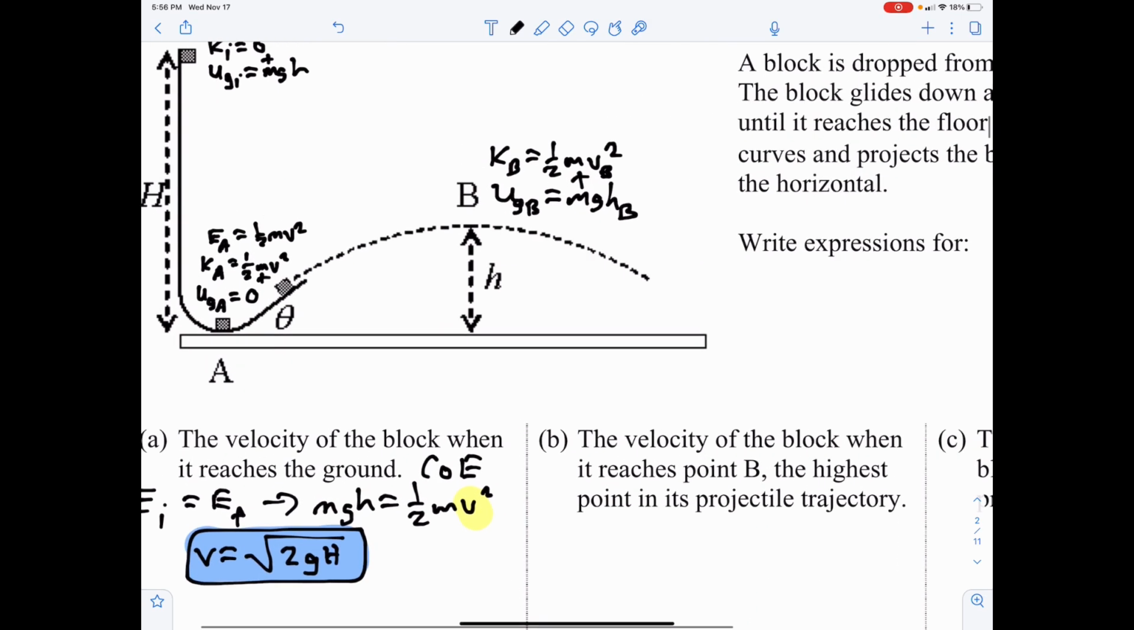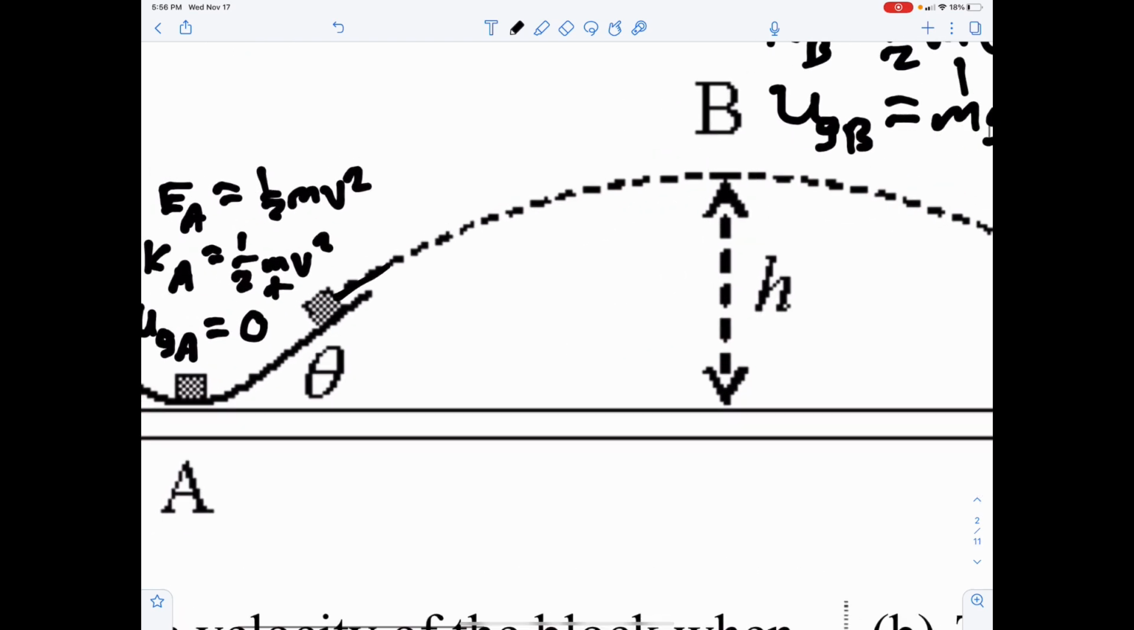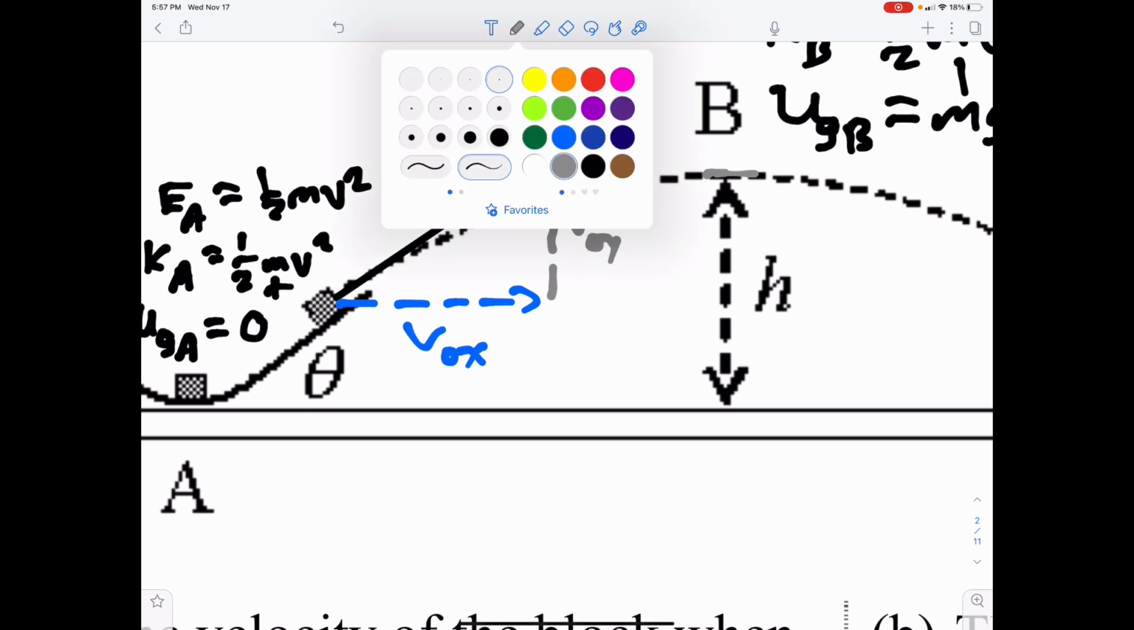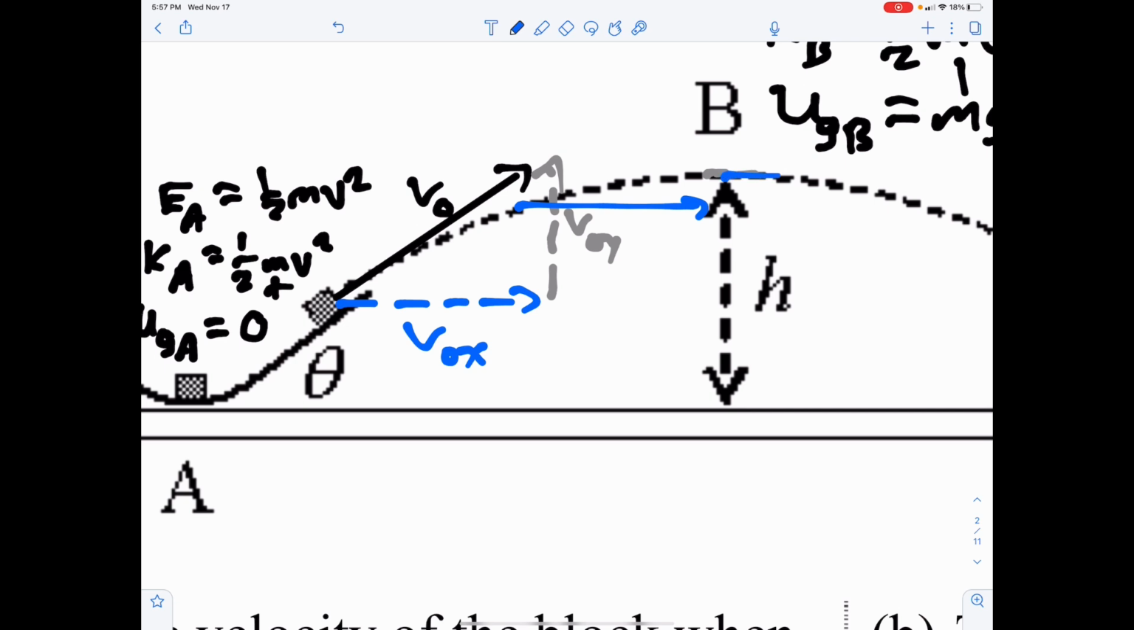And here's how we can do it. The block is being launched as a projectile right here. And you might remember that the projectile, if I draw an arrow here to represent V naught flying off the edge of that ramp, has a V naught in the X direction and a V naught in the Y direction. Now Vy goes to 0 at the top here, but Vx stays constant the entire time, all the way, even at the top. So V at the top is the same as V naught X.